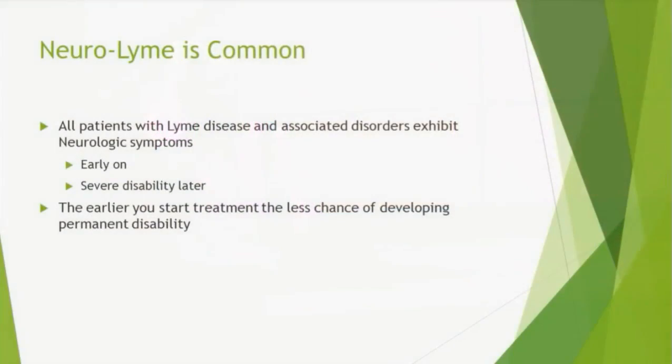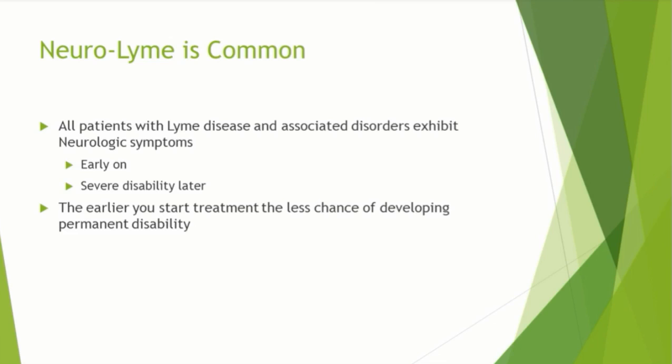So Neuro Lyme. Mainstream medicine talks about Neuro Lyme as being quite rare. They say that it happens in about 10 to 15% of the population. So it's quite rare, according to the mainstream medical community. Most patients will present with Lyme disease symptoms. In my opinion, all patients actually have Neuro Lyme.